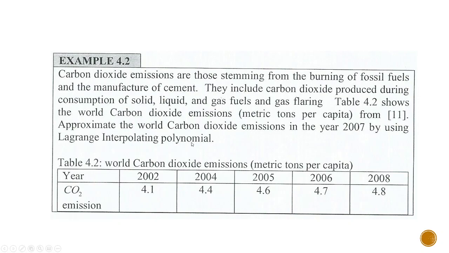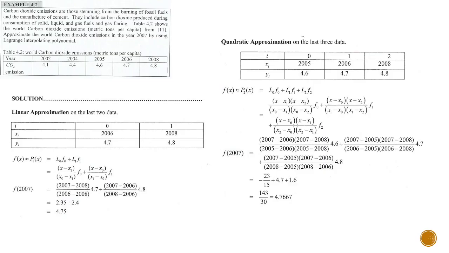Approximate the world carbon dioxide emission in the year 2007 by using Lagrange interpolating polynomial. They didn't mention what kind of method. They just asked us to use the Lagrange interpolating polynomial. Maybe we can use any of the methods: linear, quadratic, quartic or cubic. However, during the study, it is better we use all methods, so let's start straight away.